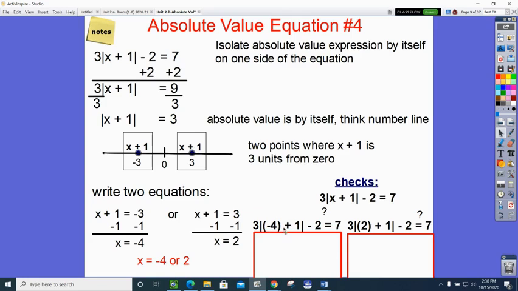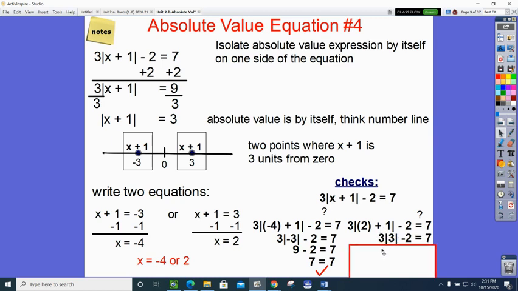Remember that the absolute value bars are like a grouping symbol. So you do what's inside first, like the P in PEMDAS, parentheses. So you would have 3 times the absolute value of -3 minus 2 equals 7. Now take the absolute value of -3, which would be 3, and 3 times 3 is 9. Subtract, and I'm happy over here. Now, 2 plus 1 is going to put a 3 inside the absolute value. The absolute value of 3 is 3, so I've got a 9 minus 2 again, and I'm happy again. So that's how we solve an absolute value equation.